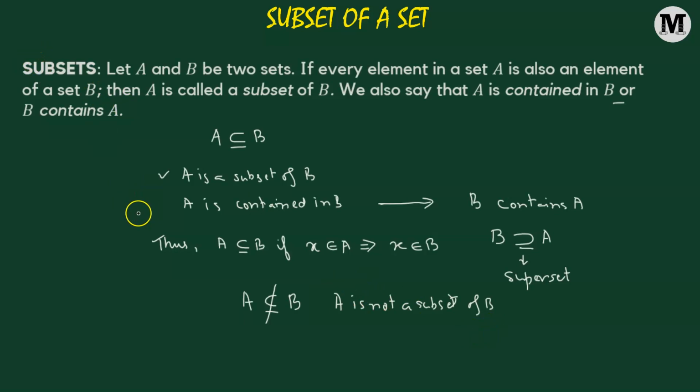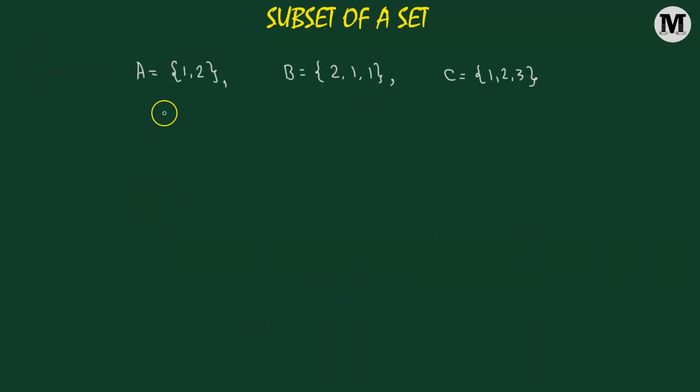Let's try to understand this with the help of an example. So let's say we have three sets A, B, and C. Set A contains the elements 1, 2. B contains the elements 2, 1, 1. As you can see here, the element 1 is getting repeated, so we don't have to write it twice. We'll only consider a single element 1. Then we have the set C containing the elements 1, 2, and 3.